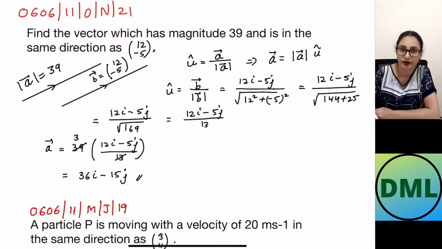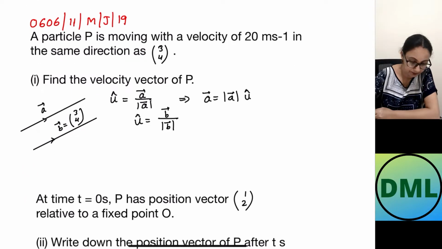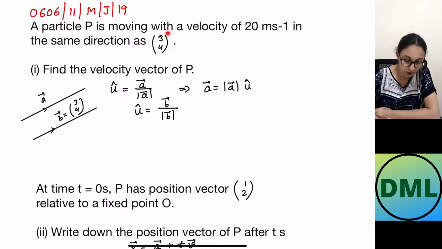So let's see one more example. A particle P is moving with a velocity of 20 meters per second in the same direction as 3i plus 4j. Find the velocity vector of P. As we know, we have to find the vector A, which is in the same direction as the vector B, whose direction vector is 3 and 4. So we will apply the same concept. Unit vector is equal to vector A over modulus of vector A. So the vector A will be written as the magnitude of vector A multiplied by the unit vector.